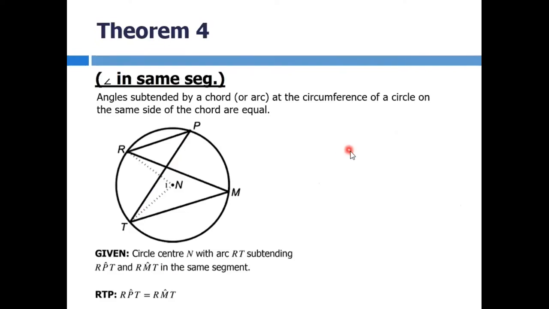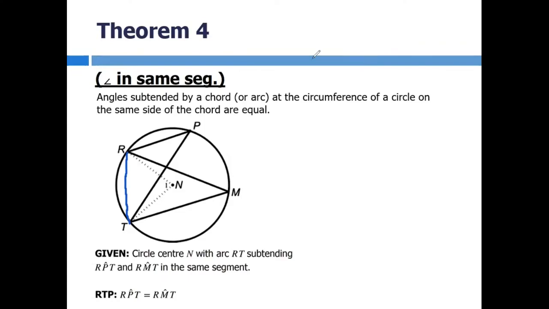Okay, angles in the same segment. So this is now getting us to theorem 4. Remember I spoke earlier about the word segment. It basically means if I were to draw a chord, RT, I have 2 segments. The segments are the bits that, if I were to cut along RT, I create 2 pieces of a circle. And those pieces are called segments, okay?